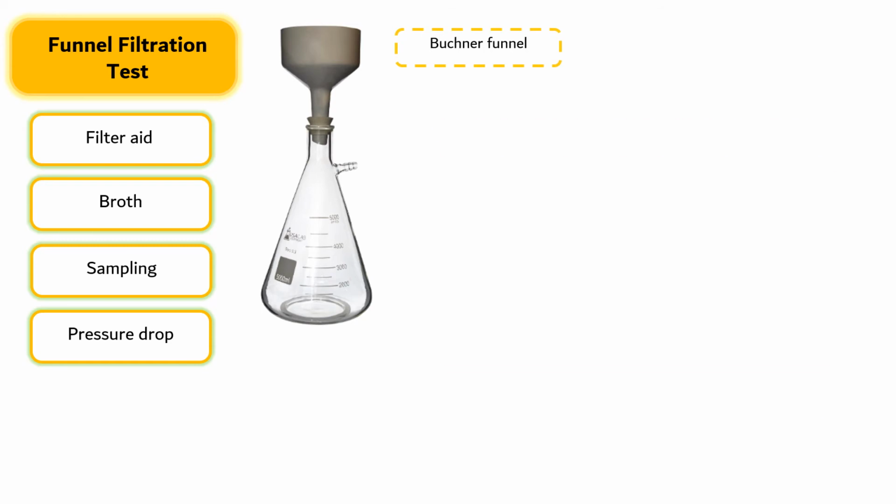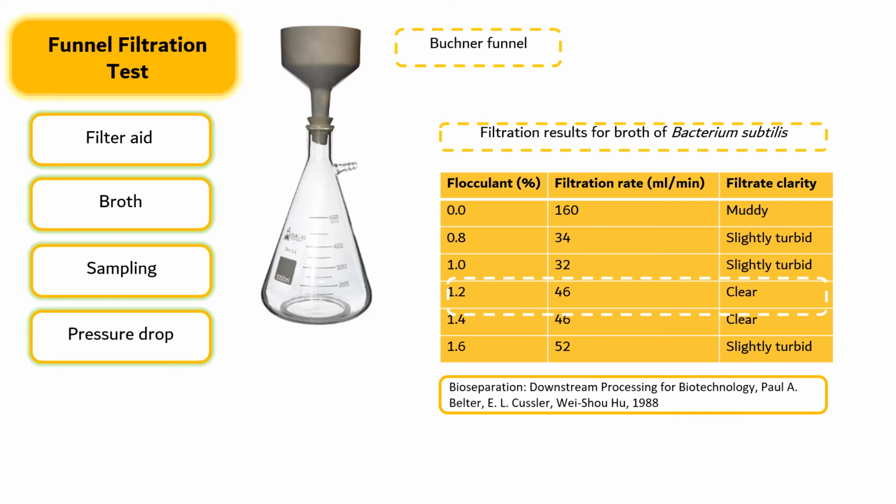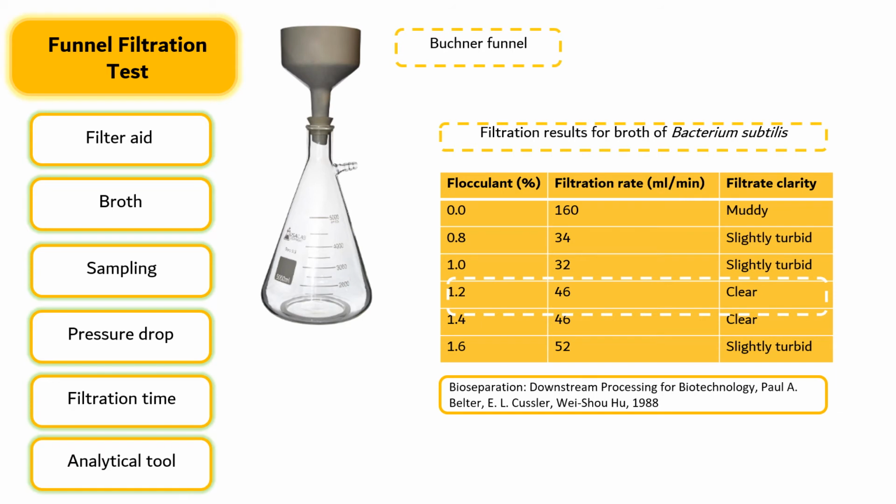For instance, data in the table shows that a flocculant of 1.2% gives a suitable compromise between filtration rate and filtrate clarity. The time determined in the test can be used to estimate the time required for large-scale filtrations. Although a lot of data must be collected to establish a reliable correlation, the results are reliable. The same test can also be used as an analytical tool to determine the best time to harvest a fermenter or to uncover potential causes for a slow filtration process.